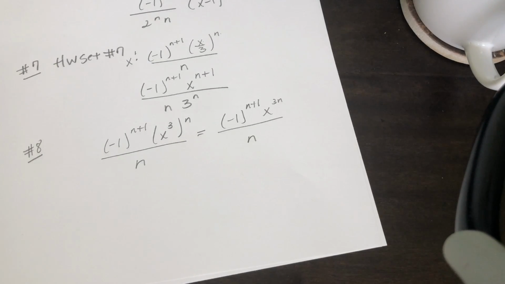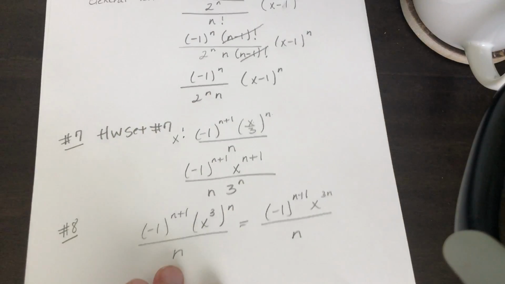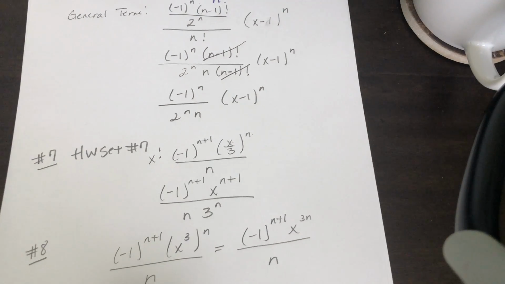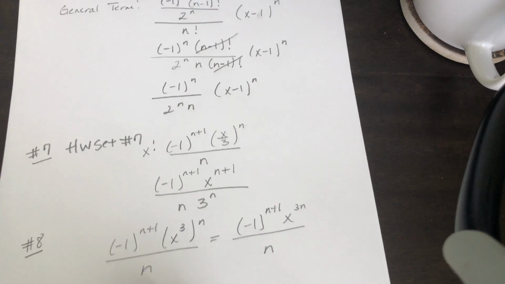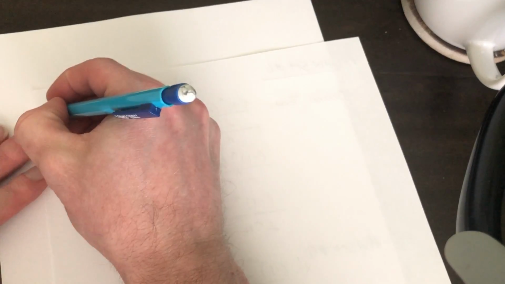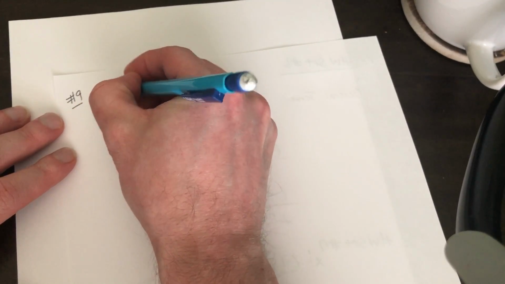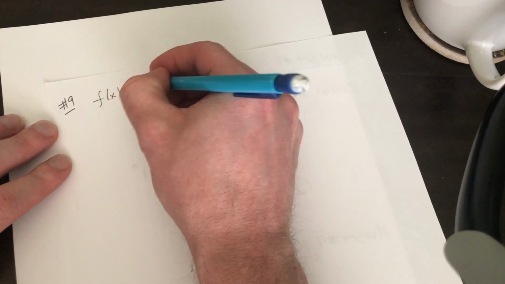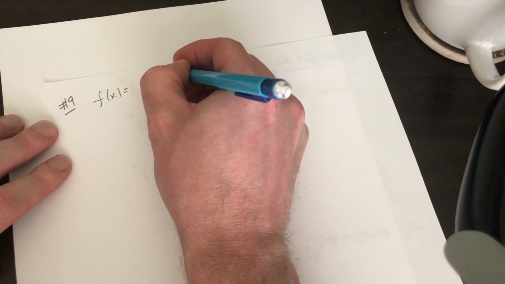Let's look at this one. This is the tricky one. This is going to be number 9 on the homework set. I think the last homework set. Okay, so you have f of x is equal to 6 e to the negative x over 3.